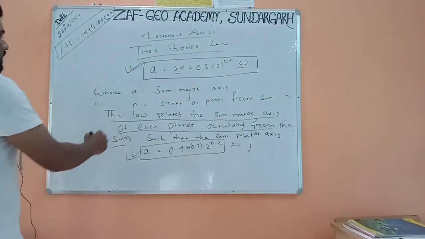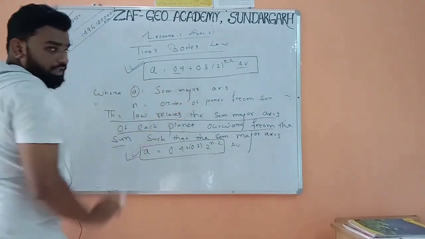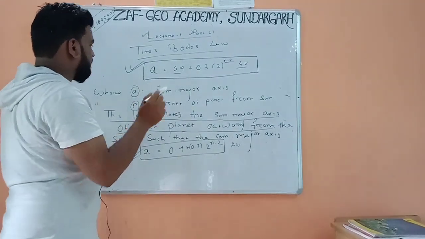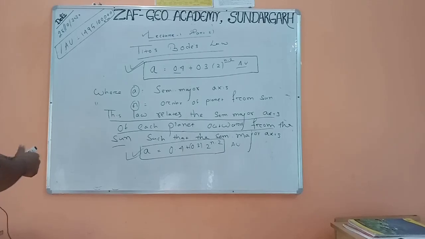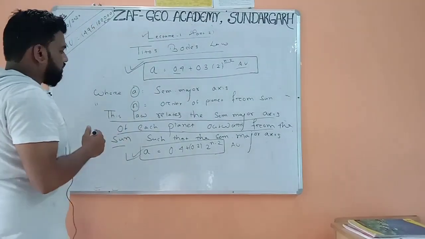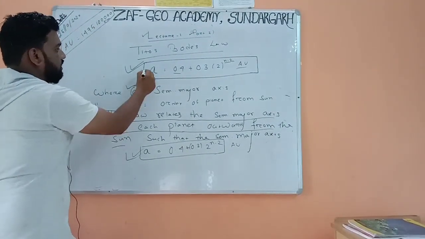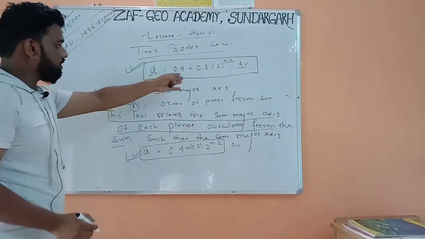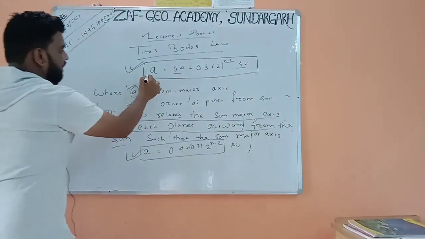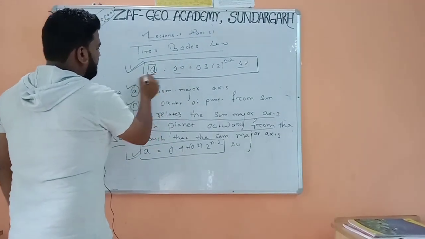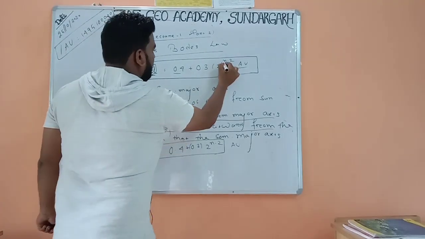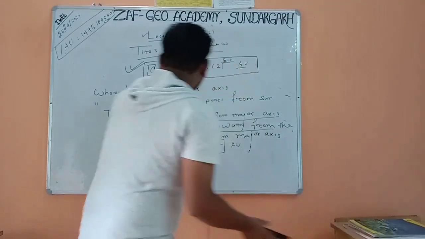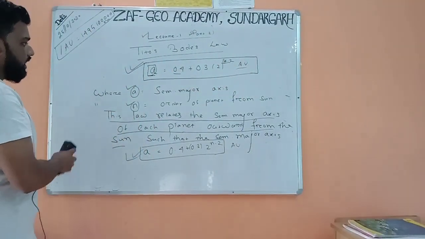So what is this a? a is the semi-major axis, and n is the order of the planet from the sun. We have to understand these two things, a and n, because these two are the only variables; the rest are just numbers. We have to understand what the semi-major axis is, and what the order of the planet is. Write this down and take a screenshot.